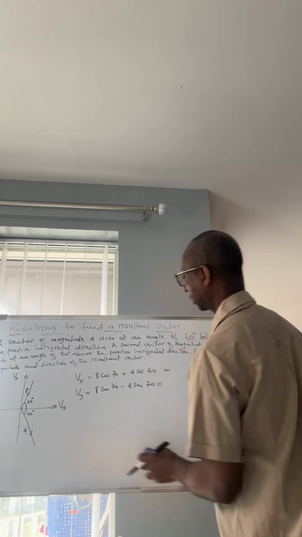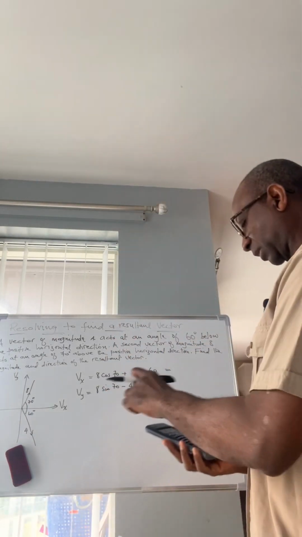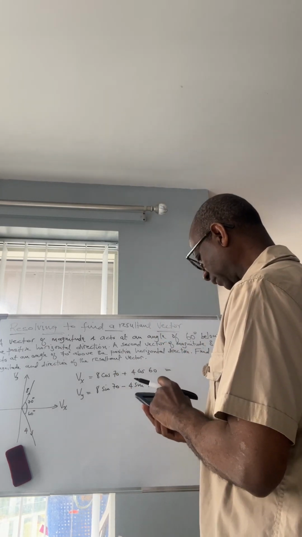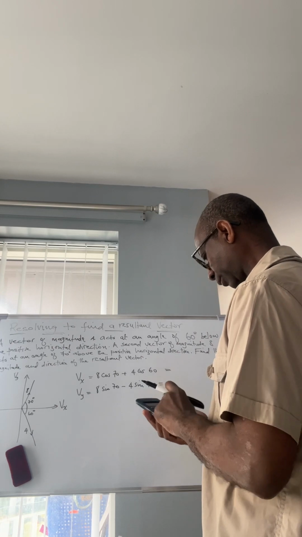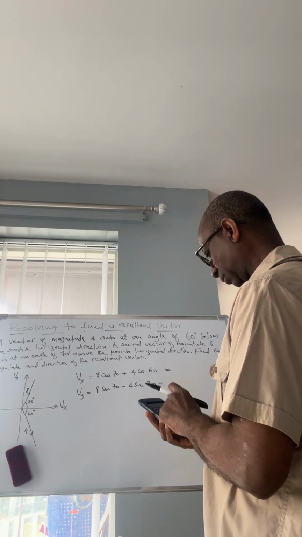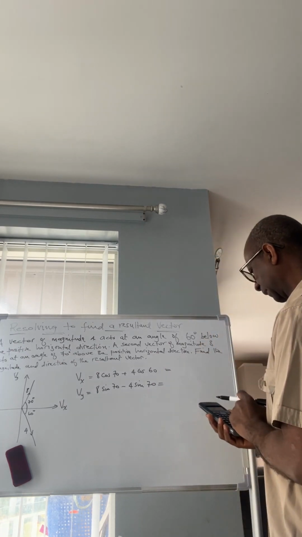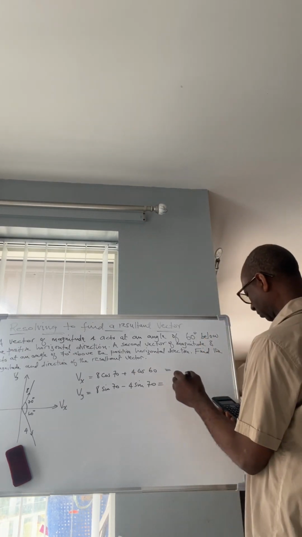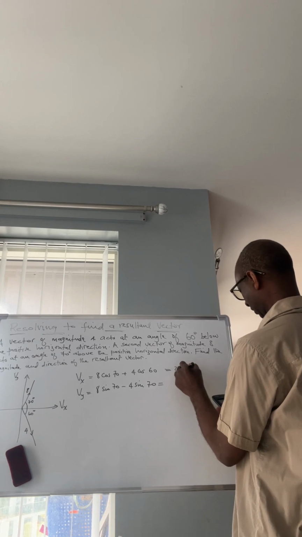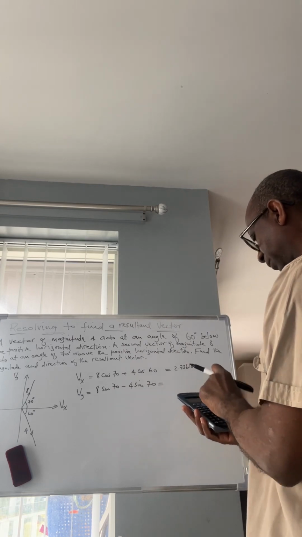Now, let us find real values. 8 cos theta, 8 cos 70, I'm using my calculator. The cosine of 70 times 8 is 2 point, breaking it down, 2.73616. So let me just do everything in one go, that's better.